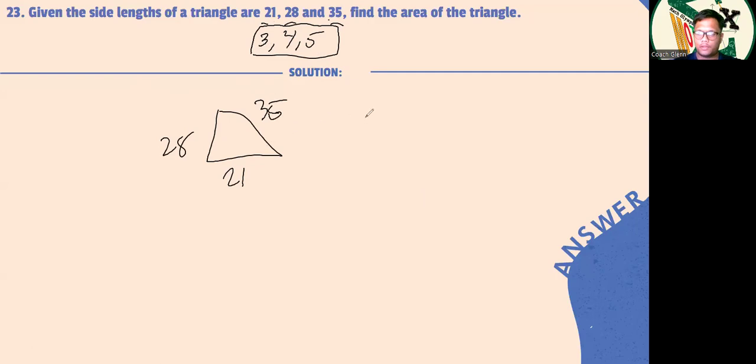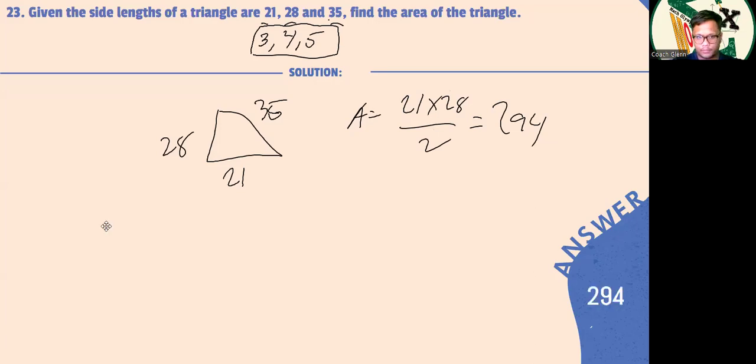So just solve it like area is equal to base times height over 2. So that's 21 times 28 over 2. Or that's just simply equal to 21 times 14. So let's try to get the value. That's equal to 294. So that should be our final value. Okay. Any questions for number 23?